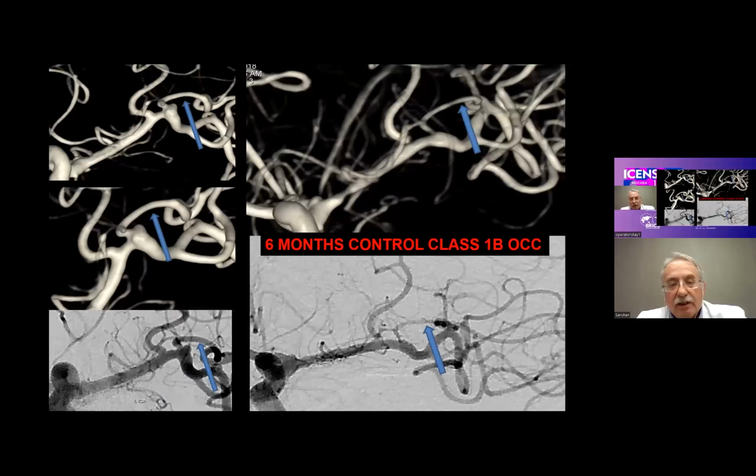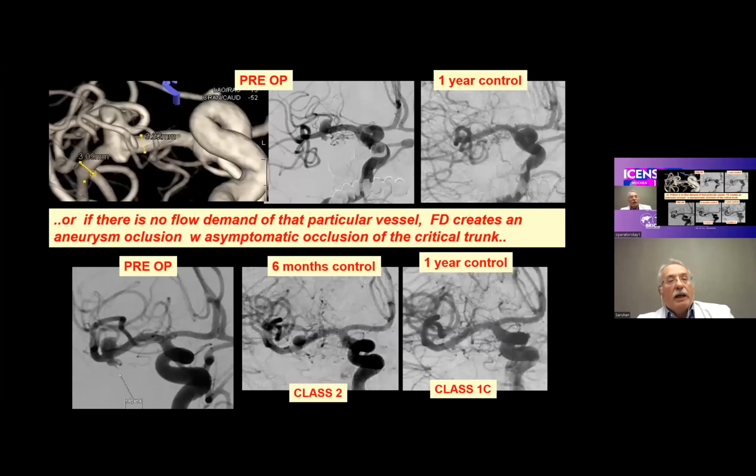Simplicity is chasing after simplicity in some cases. If there is no flow demand of that particular integrated vessel, the flow diverter creates an aneurysm occlusion with asymptomatic occlusion of the critical trunk. This is the superior trunk.